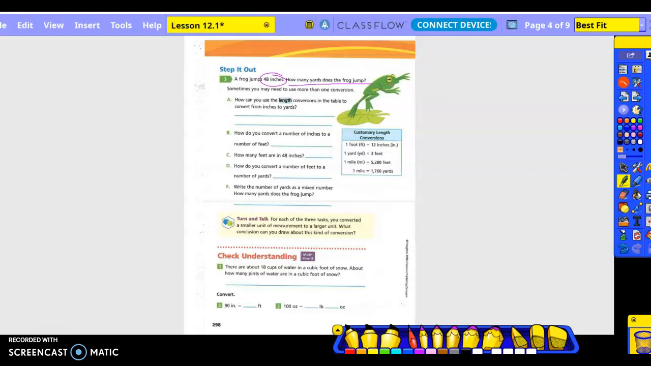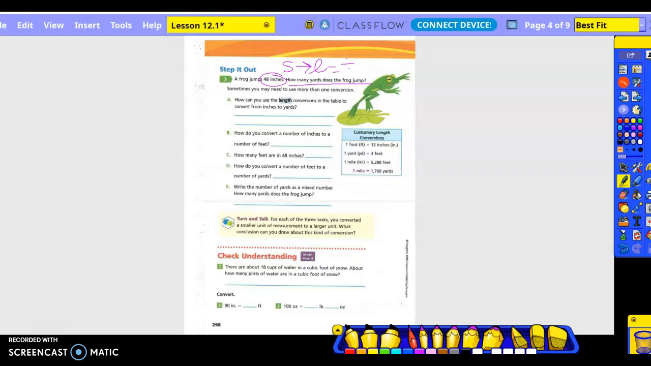So am I going smaller to larger or larger to smaller? I'm going smaller to larger. And what did we say? If you're going smaller to larger, you need to divide. So I want you guys to write that. That will be one of the steps in your work, okay?